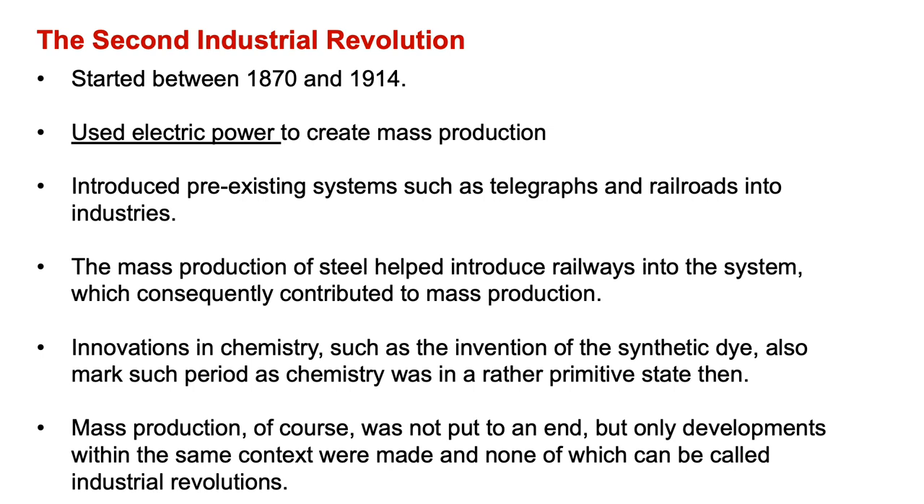The mass production of steel helped introduce railways into the system, which consequently contributed to mass production. Innovations in chemistry, such as the invention of the synthetic dye, also marked such period as chemistry was in a rather primitive state then. Mass production, of course, was not put to an end, but only developments within the same context were made, and none of which can be called industrial revolutions.